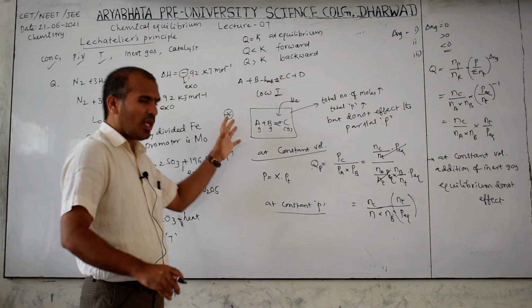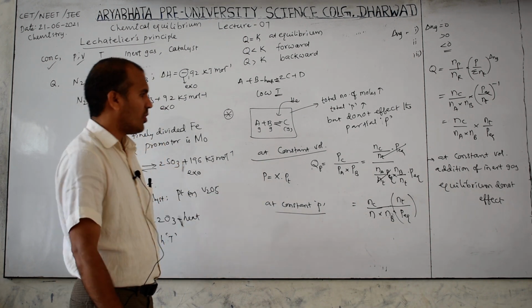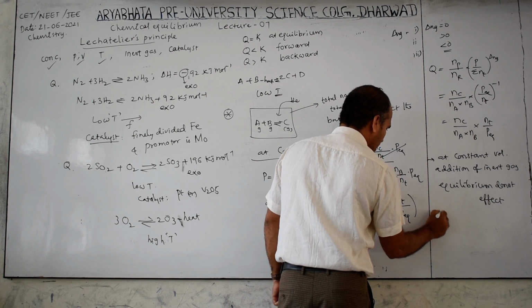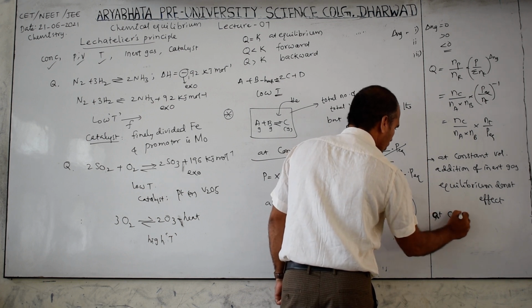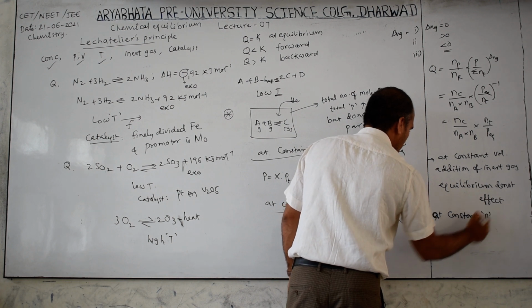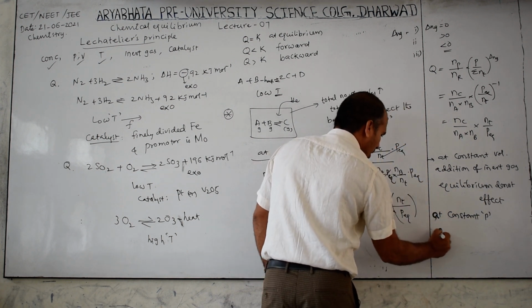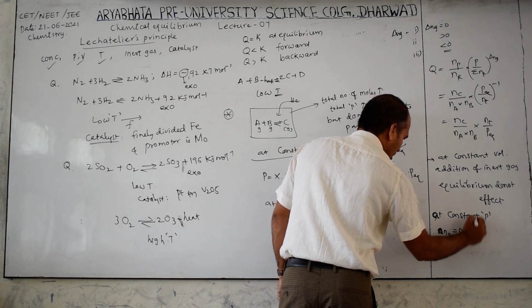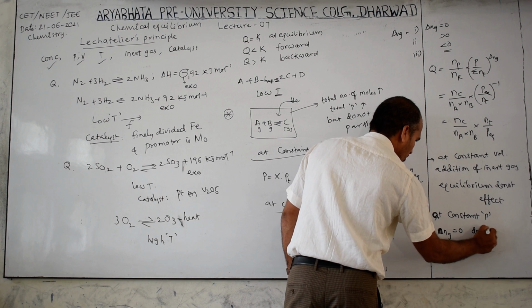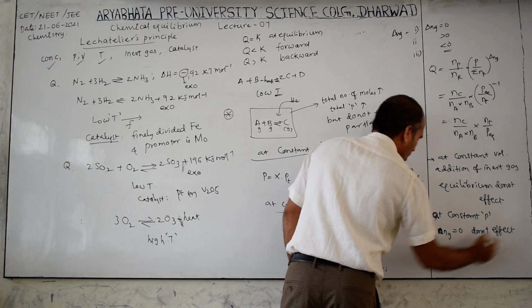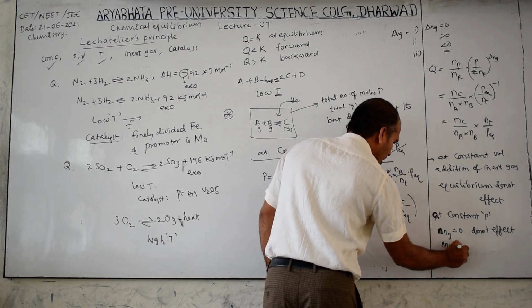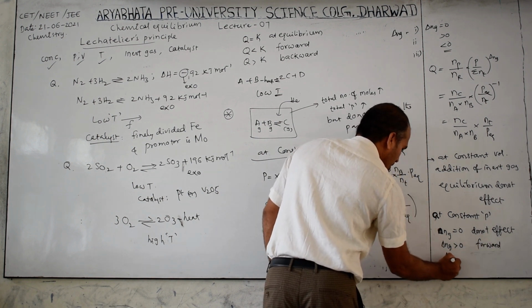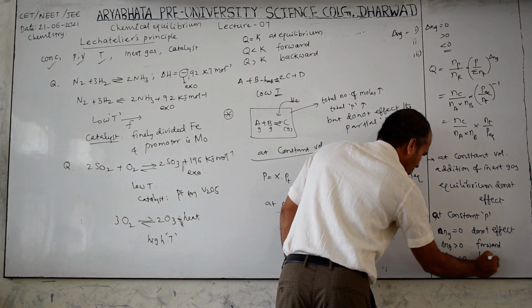So this is only at constant volume. But at constant pressure, carefully note, if delta Ng is equal to 0, here also it does not affect. Delta Ng greater than 0, forward reaction. Delta Ng less than 0, that is backward reaction.